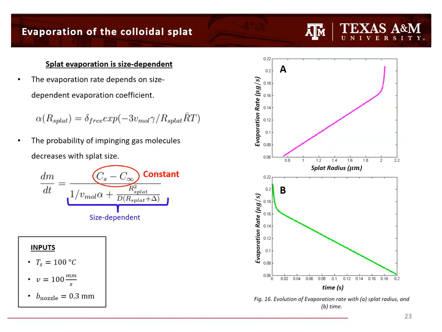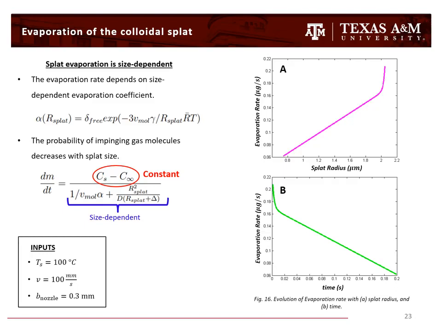Firstly, let's look at the evaporation rate of the droplet or the splat. Initially, when the splat is fully formed with a higher radius, the evaporation rate is high, and as the splat radius becomes smaller and smaller, it becomes difficult for the evaporation to occur and the evaporation rate drops.